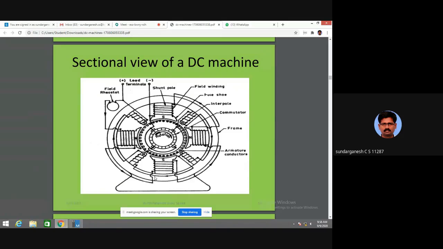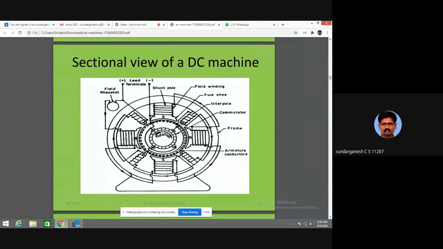Okay. Next one is armature. Here you see a round part which is called armature. In the armature you also have a large number of coils, and these coils are known as armature coils. We call this armature the rotor. These coils are called conductors. Every coil is called a conductor. The outer body is called the frame, the machine frame.